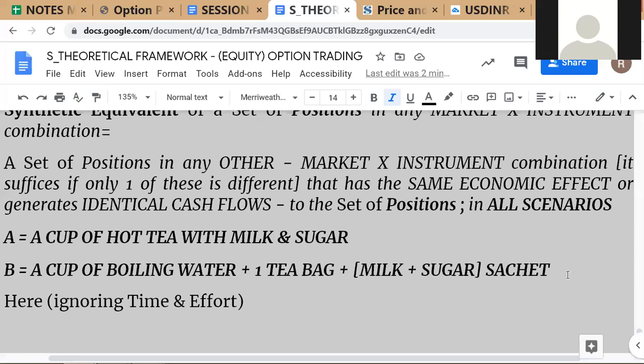So I would buy this at 100 rupees separately. Total cost would be 100 rupees for me. And then I would sell somebody a cup of hot tea at 100 rupees. So I don't have any profit as such, but I don't have any loss either. And I don't have any exposure, because I bought the ingredients for a cup of tea, and I sold the cup of tea as well. So I have no net position. Does that give you some clarity, Utsav, regarding the question that you asked?